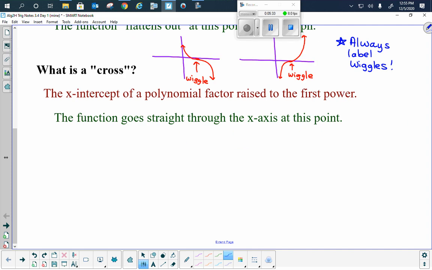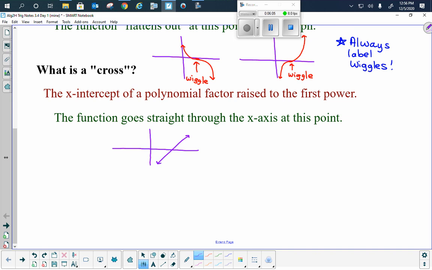So a cross happens when the x-intercept of a polynomial factor is raised to the first power. Okay, so now we've covered them all. Odd, that's not 1, even, and this one is to the first power. So just think about what a line does, right, guys? It just crosses, it just goes straight through, it doesn't flatten out or anything. So if you were going up from left to right and crossing through something, it might look like that, okay?